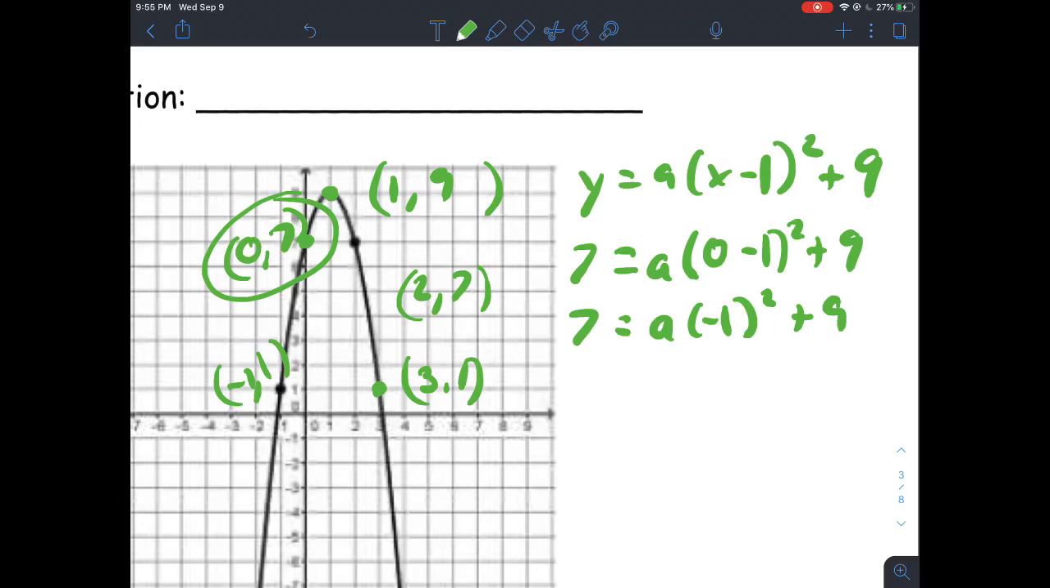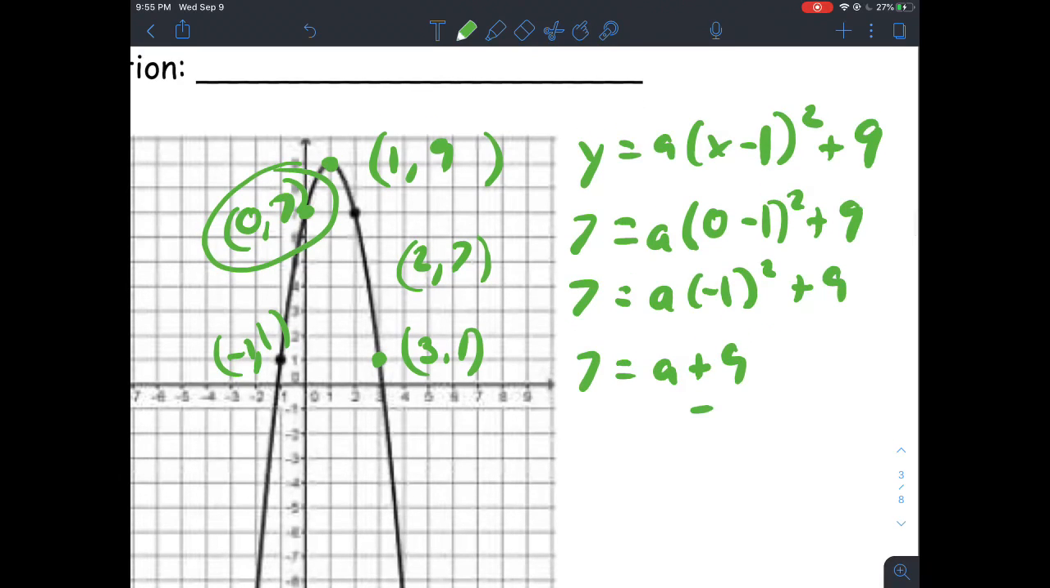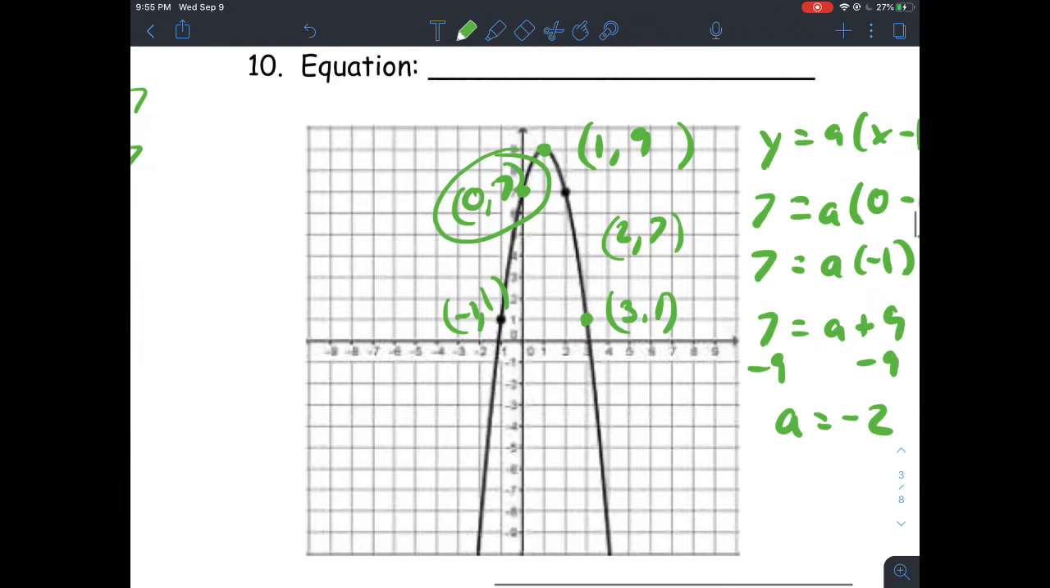Negative 1 squared is 1. Make sure that when you plug that into your calculator, you use parentheses. And you end up with 7 equals a plus 9. You're going to subtract the 9, and you get a equals negative 2.